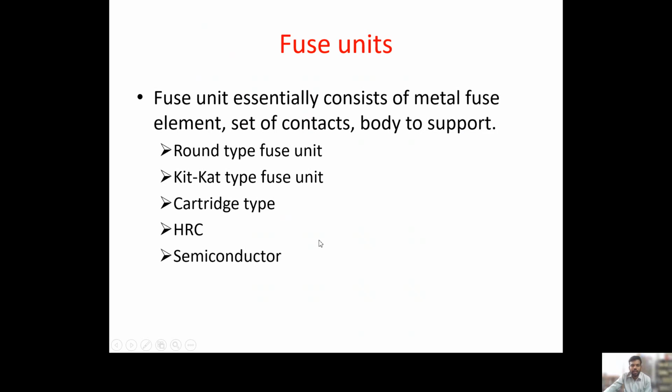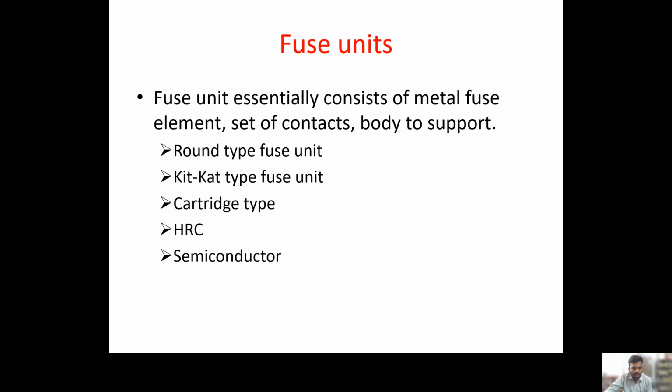The next thing is the KitKat type fuse unit. In the KitKat type fuse unit, the fuse holders are normally made up of ceramics or cement. Sometimes these are also made up of good quality insulating materials. These kinds of fuse units are most commonly used in our home appliances and small current circuits. It is the semi-enclosed or rewirable fuse.